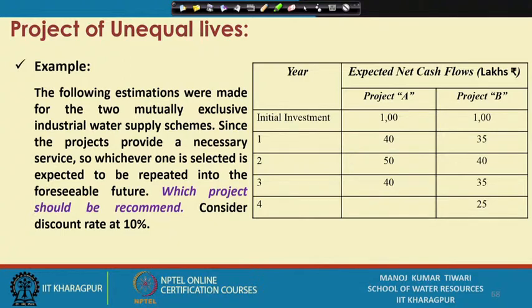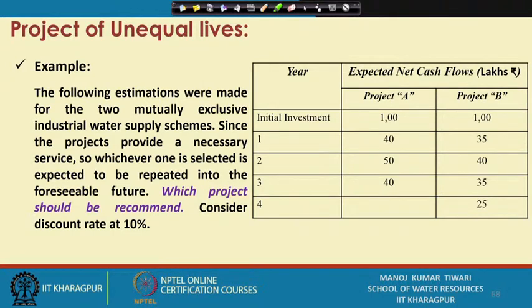So, we have, let us say, two different projects, project A and project B, and the life of the two projects is different. Project A has a life of 3 years, while project B has a life of 4 years.